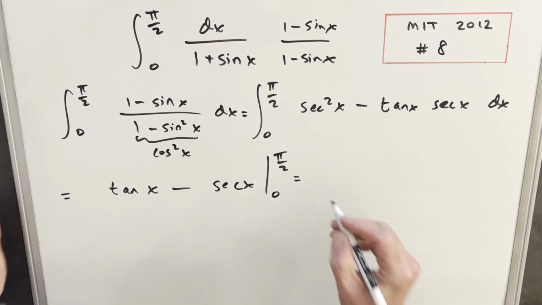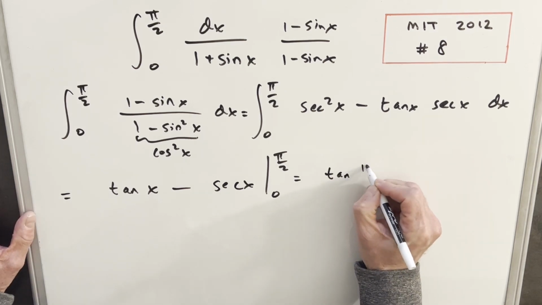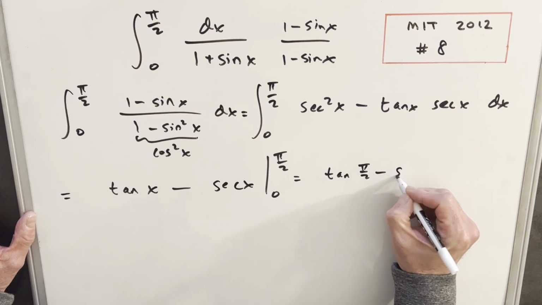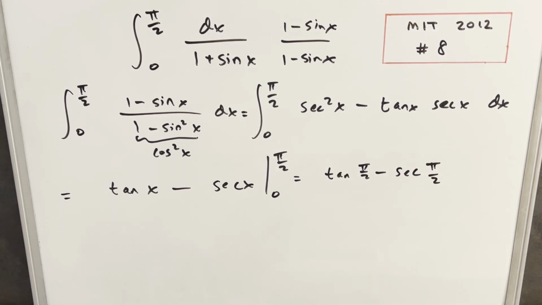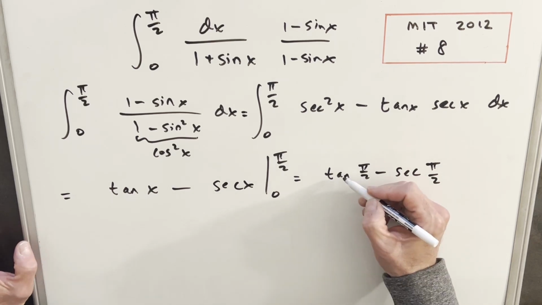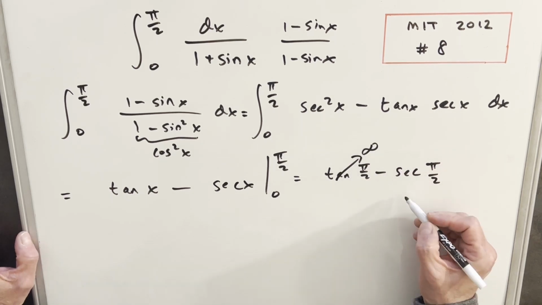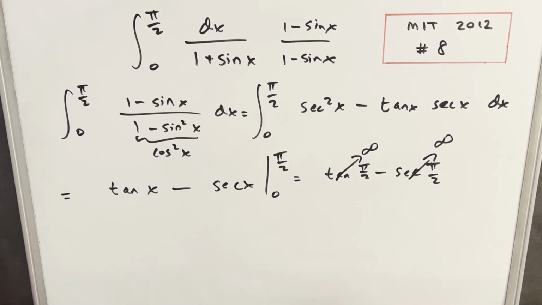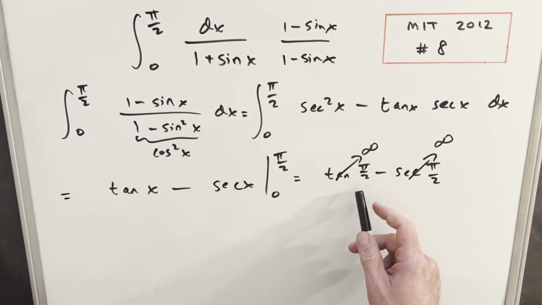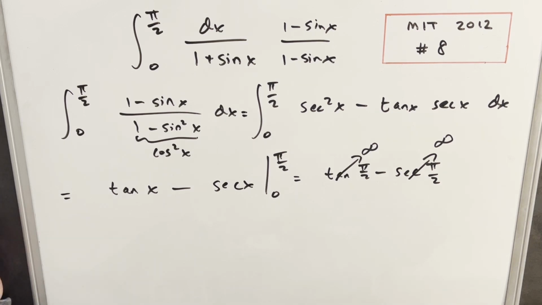Next, we'll try to evaluate this, and we have tan at pi over 2 minus secant pi over 2. And before we go any further, tan of pi over 2 is heading towards infinity, and secant of pi over 2 is also heading to infinity. So when we evaluate and we get infinities, we kind of have a problem. So let's look at this a different way.